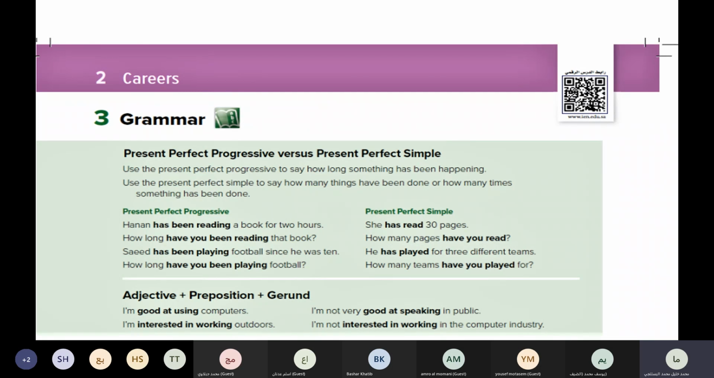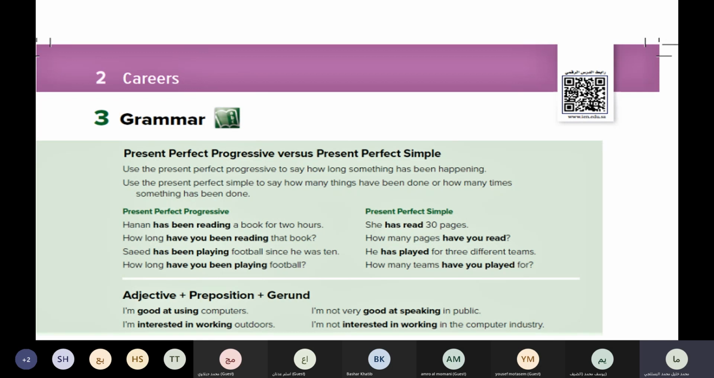use the present perfect. Here, he has played for 3 different teams. And in the future he may play with another team. But up to now, he has played with 3 teams. We focus on the number. Okay? Number of things. How many teams has he played for? He has played for what? 3 teams. And then again, if you want to focus on time, you have to use the present perfect progressive.